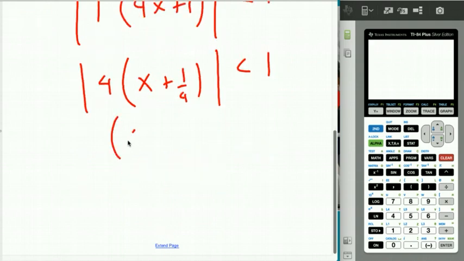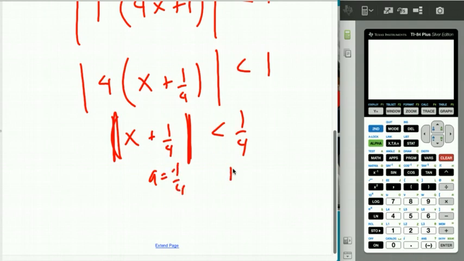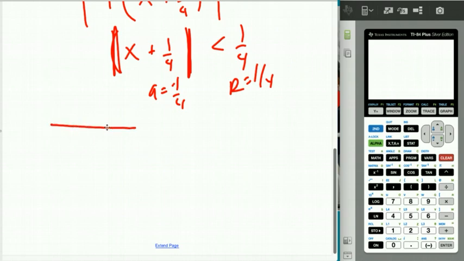So I get x plus 1/4 is less than 1/4. So my center is negative 1/4, and my radius is 1/4, right? So what we're looking at is here's 0, here's 1/4, here's negative 2/4, sorry, negative 1/4. So this is my radius, right? It's a 1/4 in either direction.